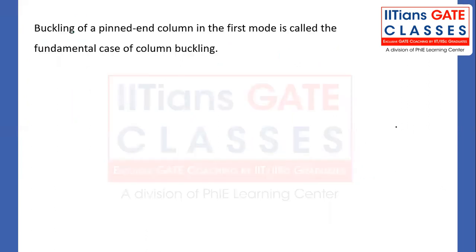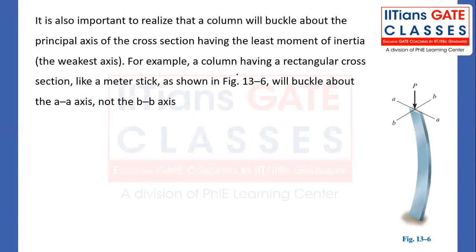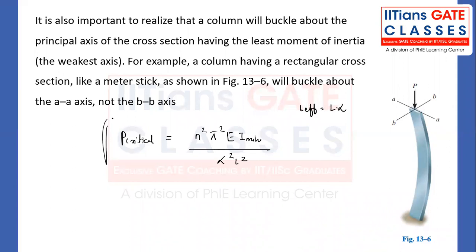Now, the buckling of a pin column in the first mode, when n equal to 1, is called the fundamental case of column buckling, right? That I told you. Now, one more thing, in our P critical formula: n square pi square EI minimum divided by alpha square L square, because L effective is L into alpha.